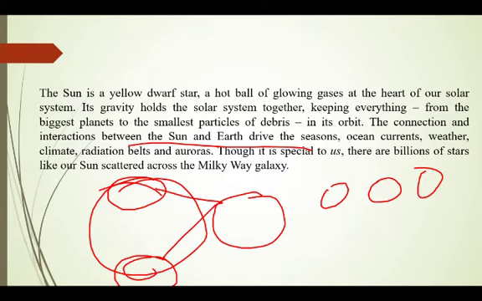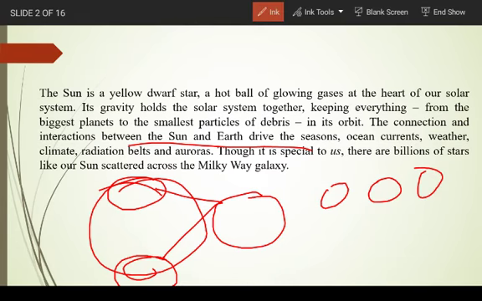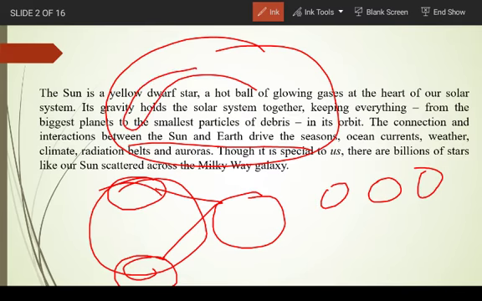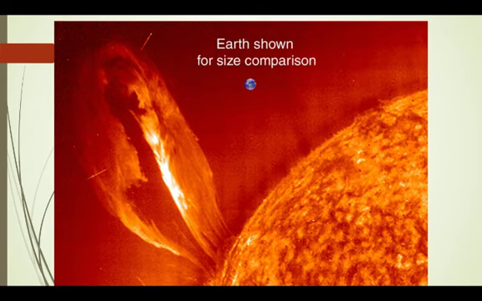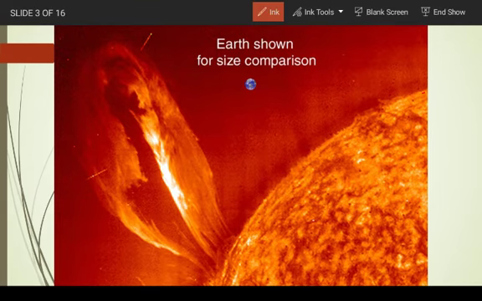So, the Sun, like billions of stars scattered across the Milky Way galaxy, is also a part of the Milky Way galaxy. See, this is the Milky Way galaxy, and this is our solar system, which occupies a tiny space in our Milky Way galaxy. See how Earth looks compared to the Sun. It looks like a small blue dot.